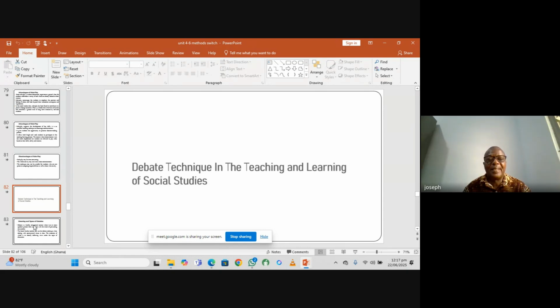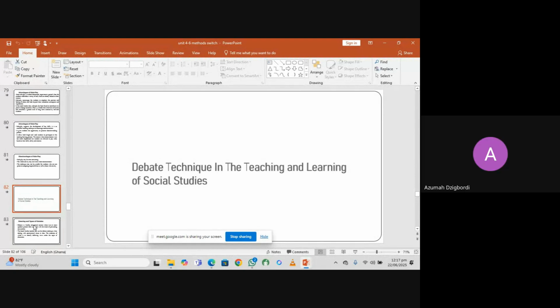I said method is the teacher's overall approach to teaching. That is why when you give the same topic to two teachers, the approach will differ. The same way when you give a text to two preachers, the way they will preach the text will differ. So when you talk of method, it is the teacher's overall approach to the teaching. How he will handle that teaching from the beginning to the end is what we term as method.